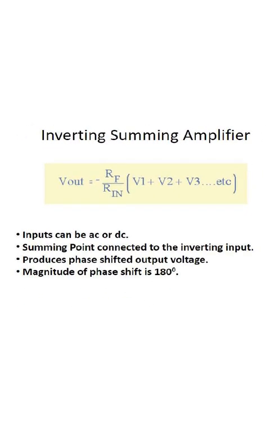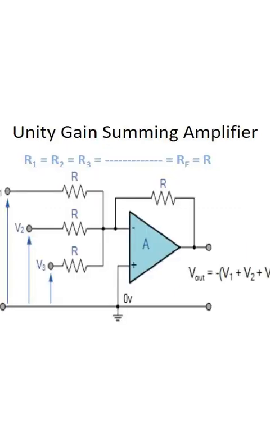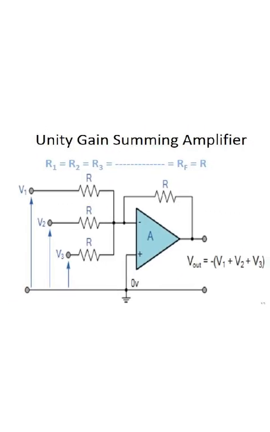Inverting summing amplifier. Input can be AC or DC. The summing point connected to an inverting input produces a phase-shifted output. The magnitude of the phase shift is 180 degrees. Unity gain amplifier. You can see R1, R2, R3 is equal to RF. So V1, V2, V3 are the inputs. So V output is equal to minus of V1 plus V2 plus V3. This is called a unity gain summing amplifier.